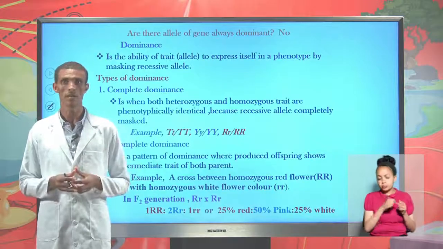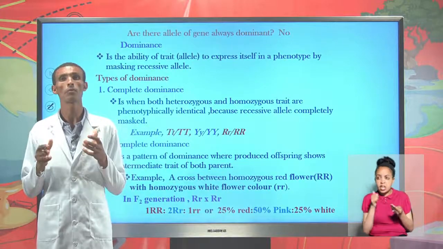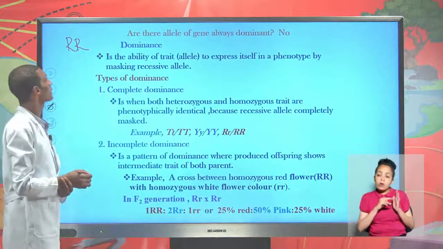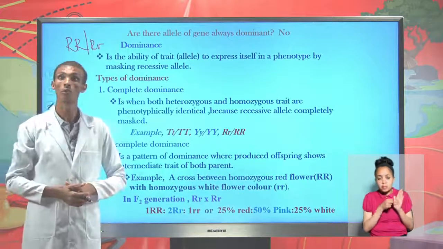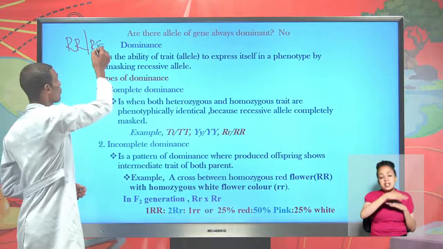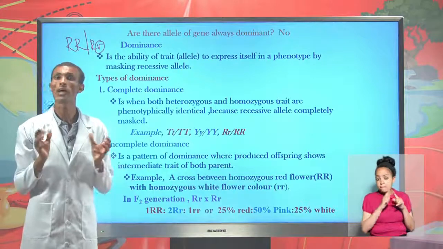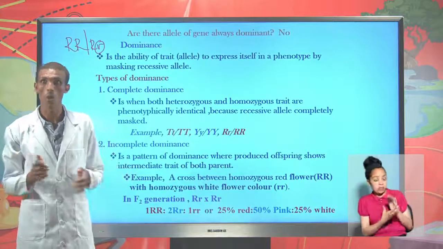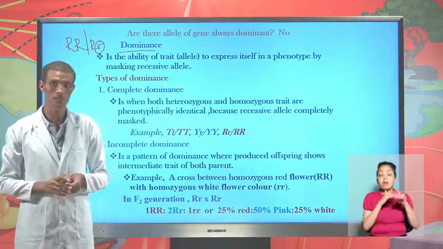Dominance is the ability of a certain trait in a given allele to express itself in a phenotype by masking the character of the recessive allele. When we see homozygous R capital R capital or R capital R small, we say it is round because the character of recessive R small is not expressed. But we cannot simply say it is dominant or recessive; it depends on what type of dominance we are speaking about.